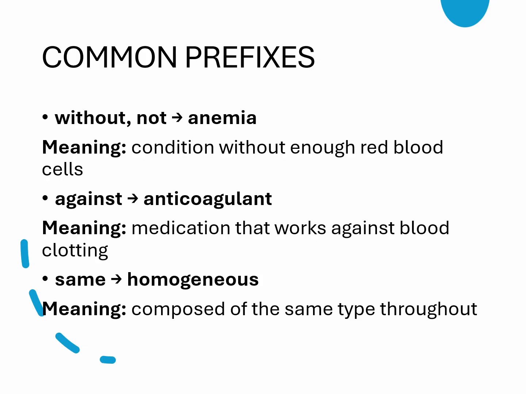Here are some examples. Anemia is a condition without enough red blood cells. Anticoagulant is a medication that works against blood clots. Homogeneous is composed of the same type throughout.